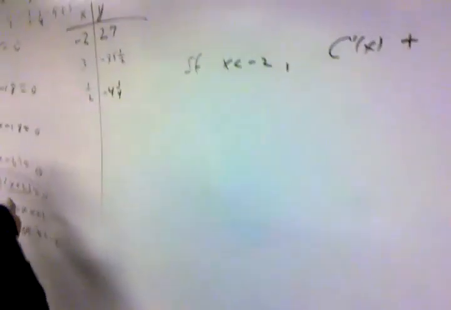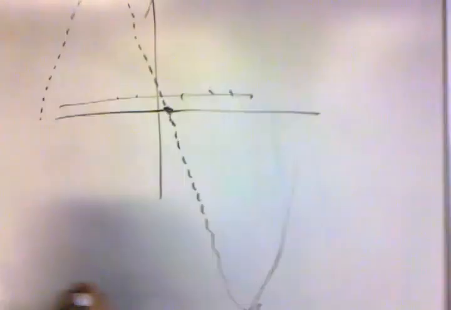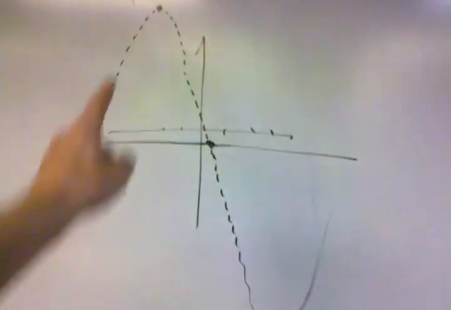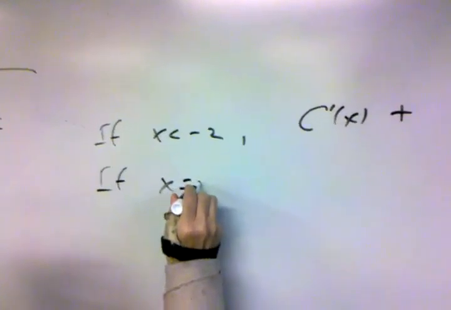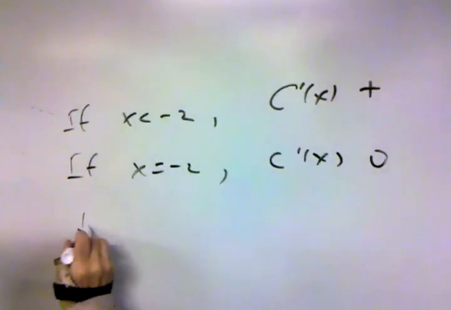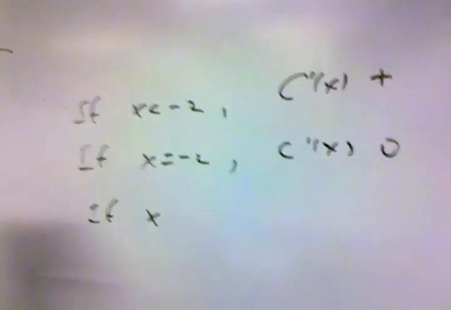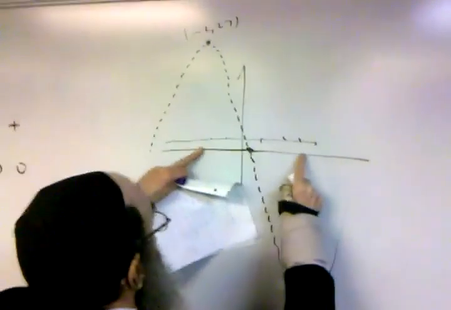Now suppose x is between negative 2 and 3. That means if x is to the left of here, c prime is positive. Now if x is between negative 2 and 3, that's x is between here and here. I'm sorry, I don't want to leave out the step. If x equals negative 2, we already decided c prime of x was 0. Now, if x is between negative 2 and 3, that means negative 2 is less than x, less than 3. That is, x is between here and here.